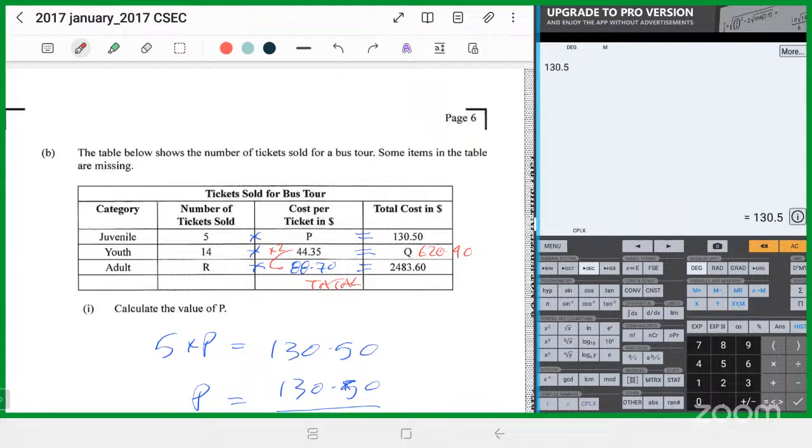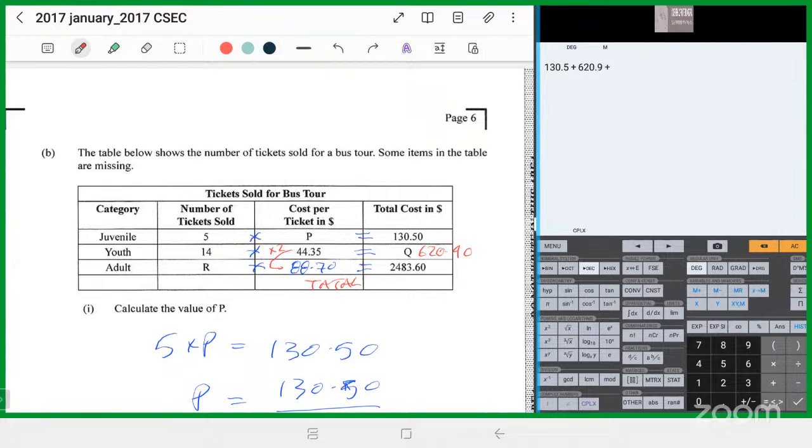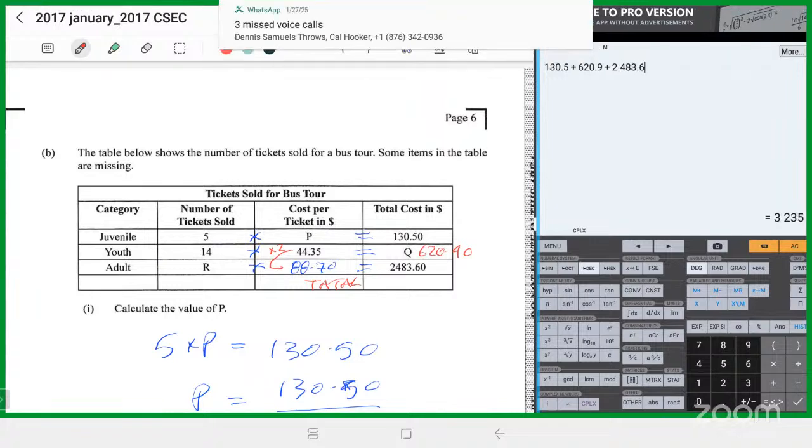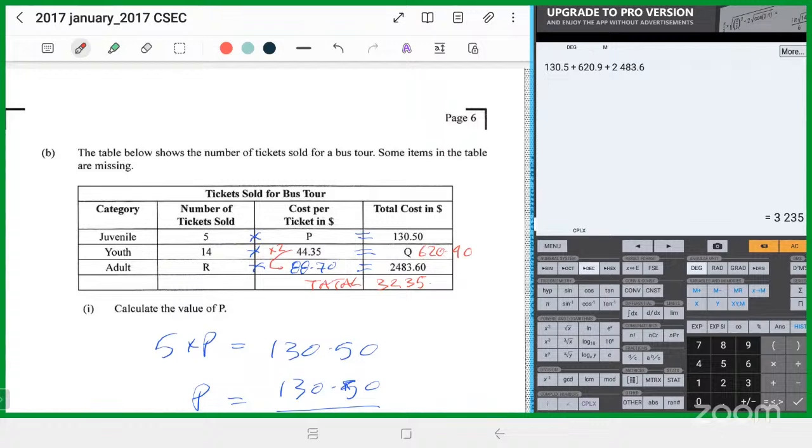130.5 plus 620.9 plus 2483.6. That's 3235.00. That's the money. So calculating tax on this amount.